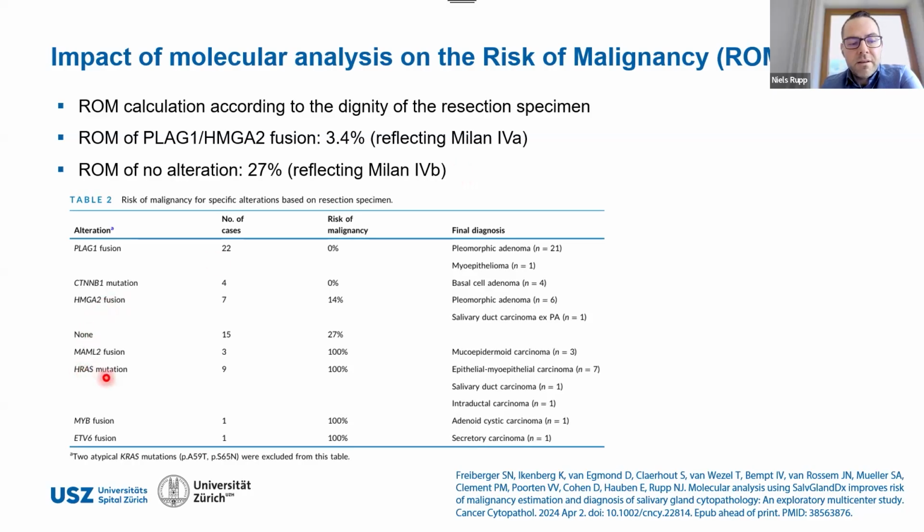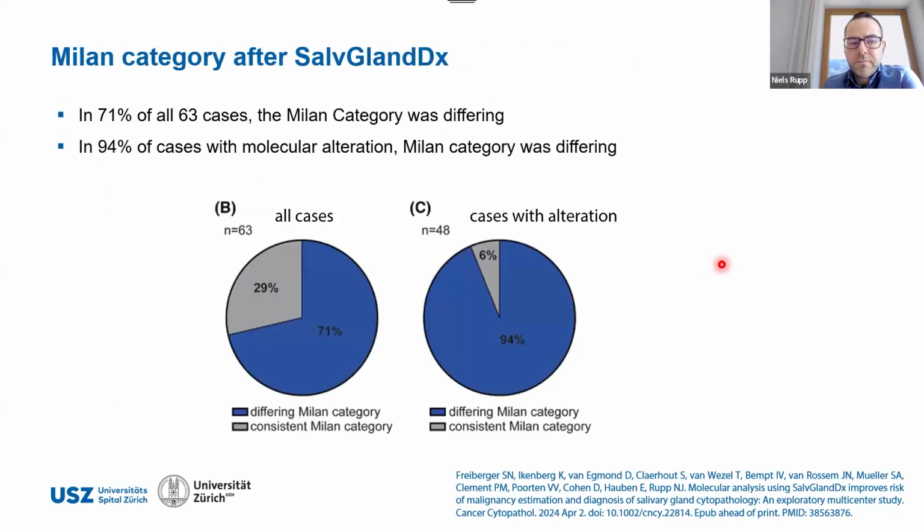But as you see here, also again, MAML2 fusions were always malignant, mucoepidermoid carcinoma, HRAS were always malignant with different kinds of carcinomas. However, there are very rare benign tumors in the salivary gland, which might show HRAS mutations. So if you have a HRAS mutation, it's certainly not specific for malignancy, but it's really strongly pointing to a malignant neoplasm within the spectrum of salivary gland neoplasms. And MYB and ETV6 fusions were rare, but also specific for a malignant tumor.